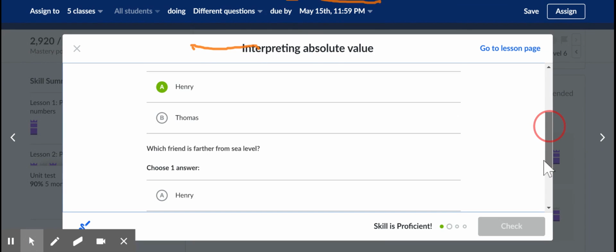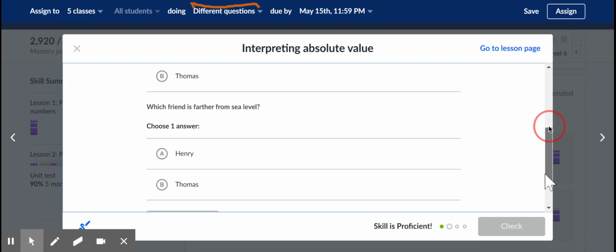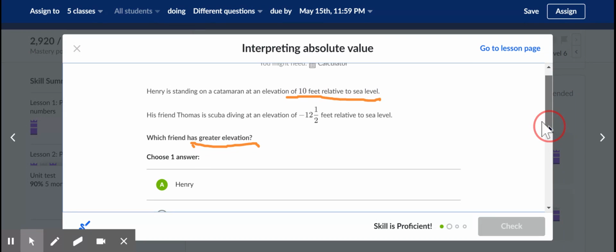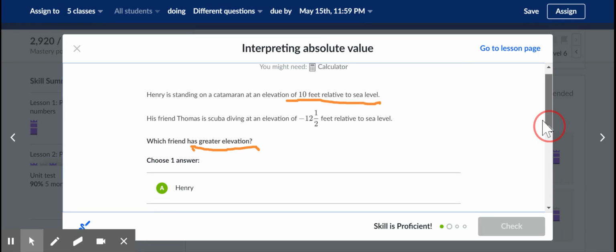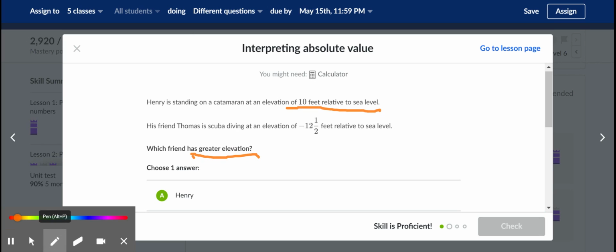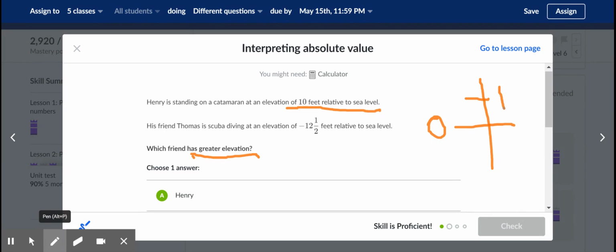However, if we look at the next question, which friend is farther from sea level? Let's go back and look. Okay, when it's asking how far away from sea level it is, sea level is always going to be zero. So if sea level is always zero, that's my sea level. Henry is at 10. And then Thomas is at negative 12.5.